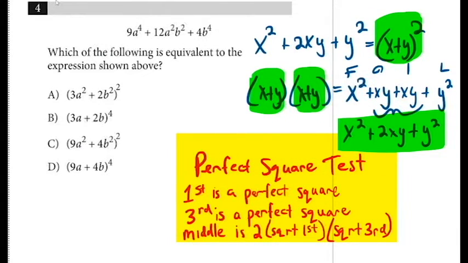Is the first term a perfect square? Yes, because the square root of x squared is x. You want to write that out when you're doing this. Is the third term a perfect square? Yes, because the square root of y squared is y. Is the middle term equal to 2 times the square root of the first times the square root of the third? Here's where it helped that we wrote those out as we went along, because now we can say the middle term must be equal to 2 times x times y. And it is, it's equal to 2xy. So x squared plus 2xy plus y squared passed all 3 steps of the perfect square test.